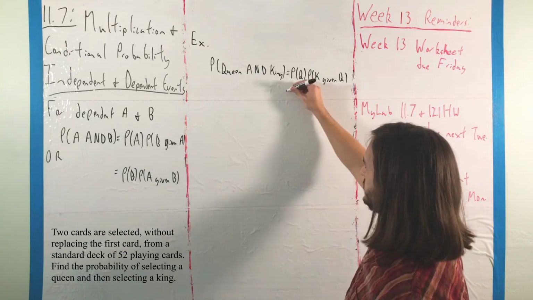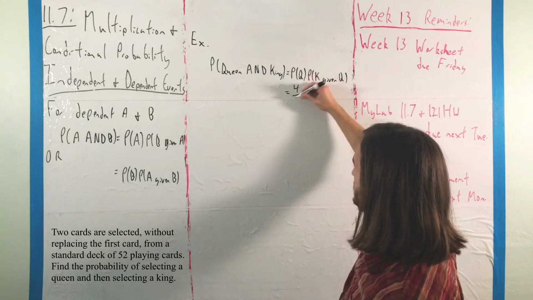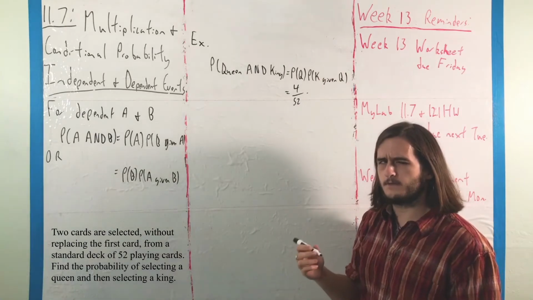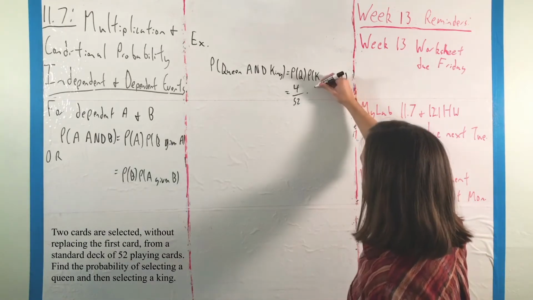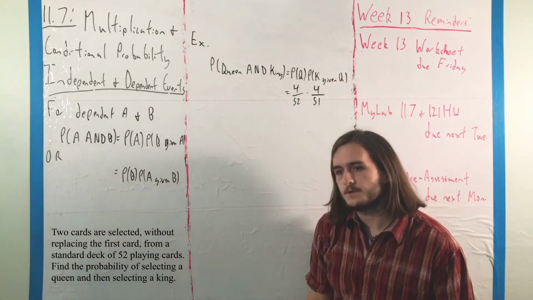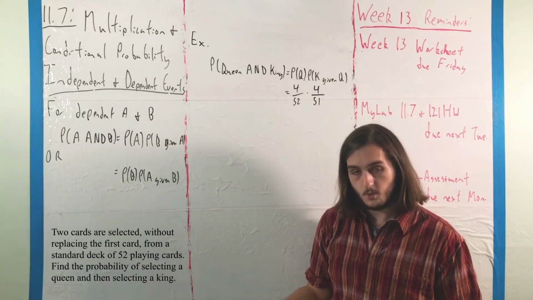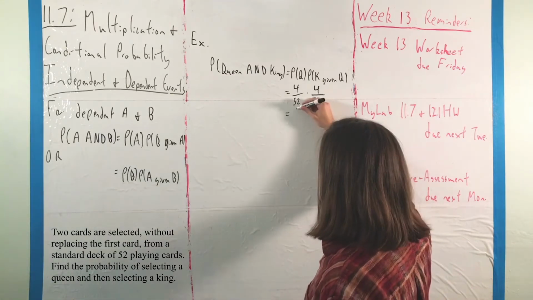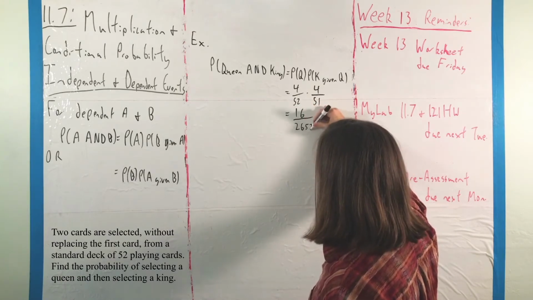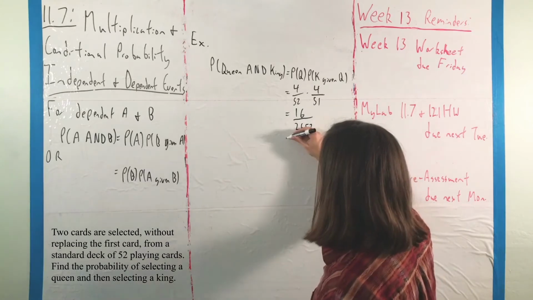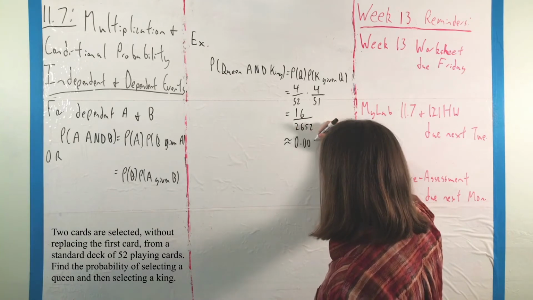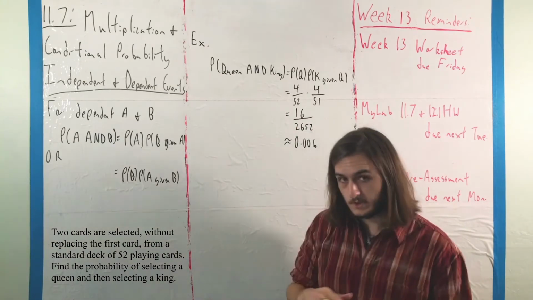So for the queens, well, there's 4 of those out of 52 total cards. Meanwhile, for king given queen, we have 4 kings, but now only 51 cards. So if we multiply out those probabilities, we will get 16 out of 2,652 total options for a probability of about 0.006.